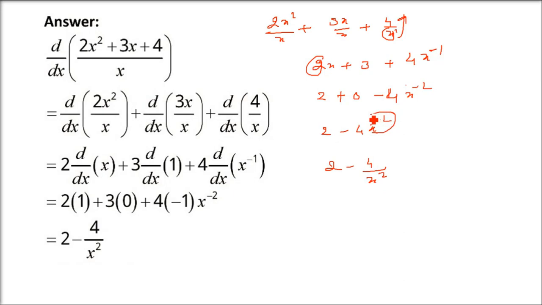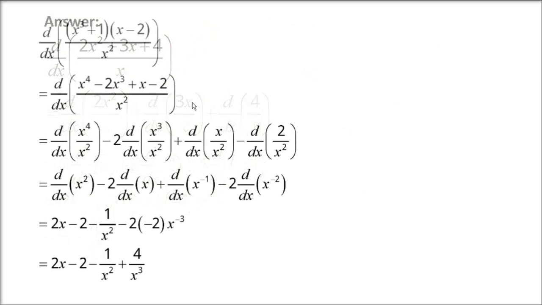You can write it as x to the power minus 2. You can take it in the denominator also, because the question is saying x can be in the denominator. So we just saw the question and we just put the x square in the denominator. Right? So 2 minus 4 by x square.